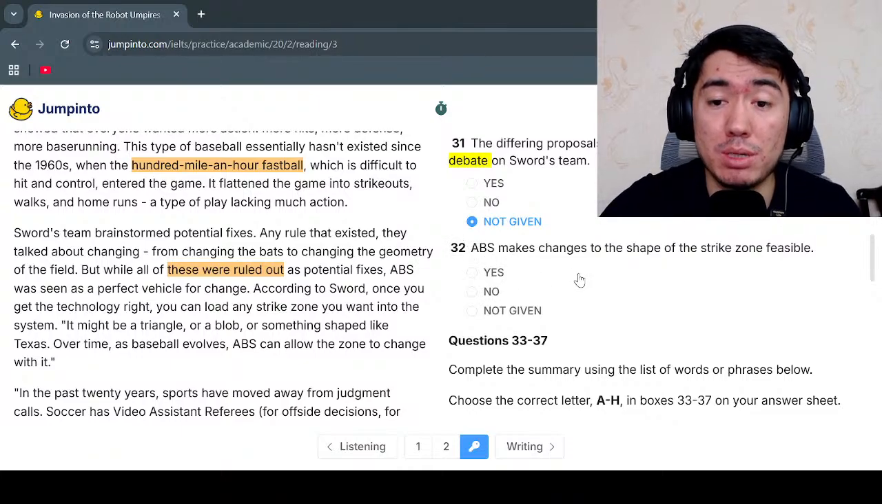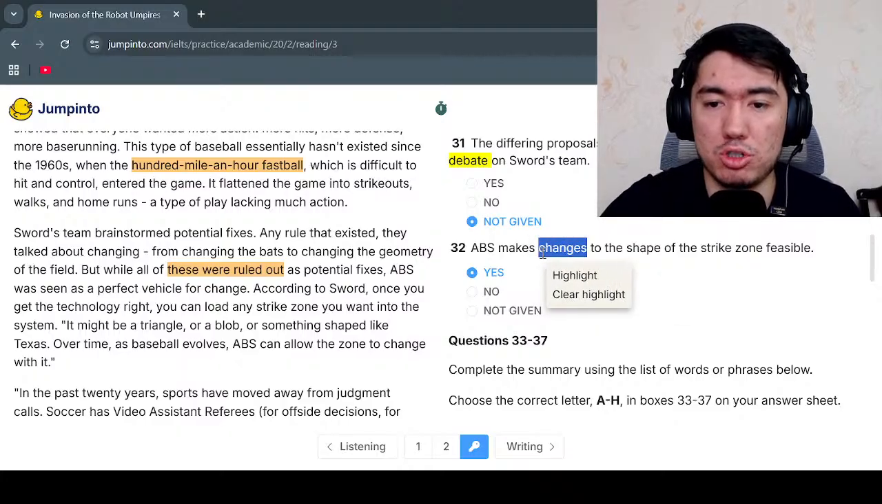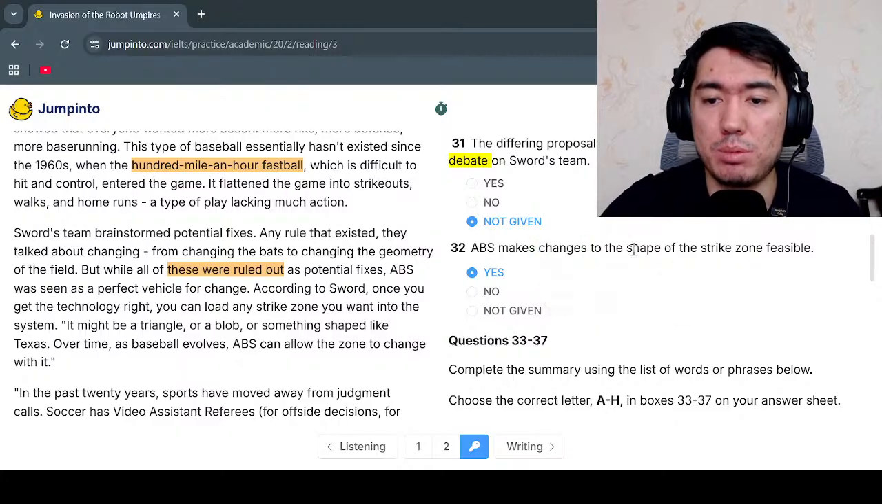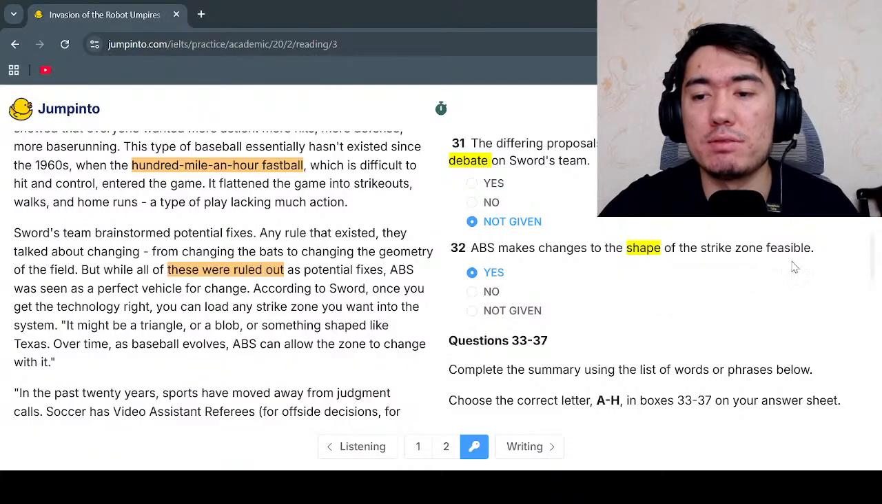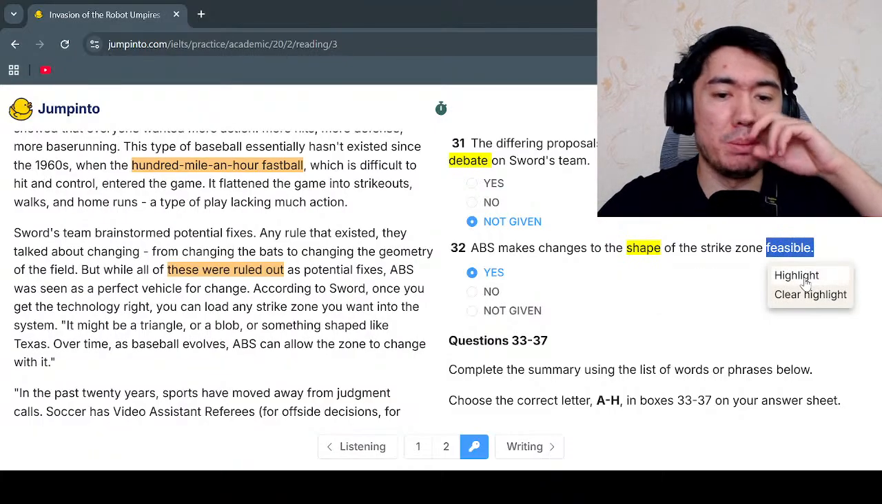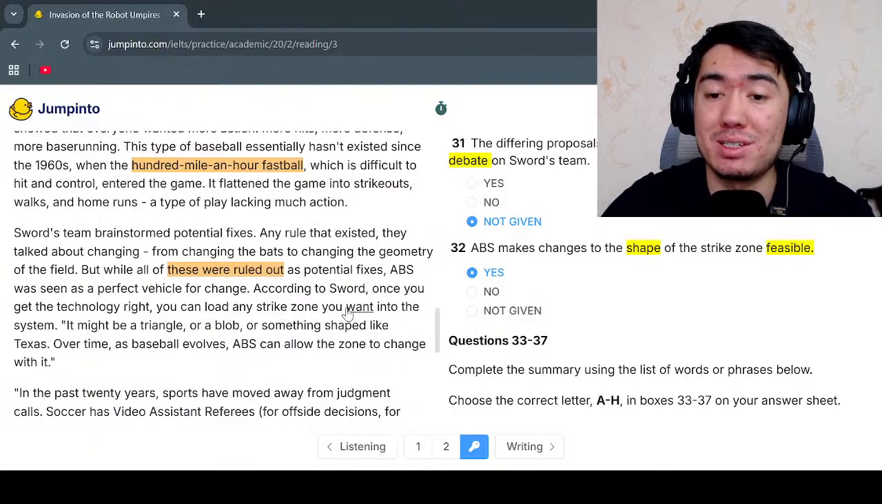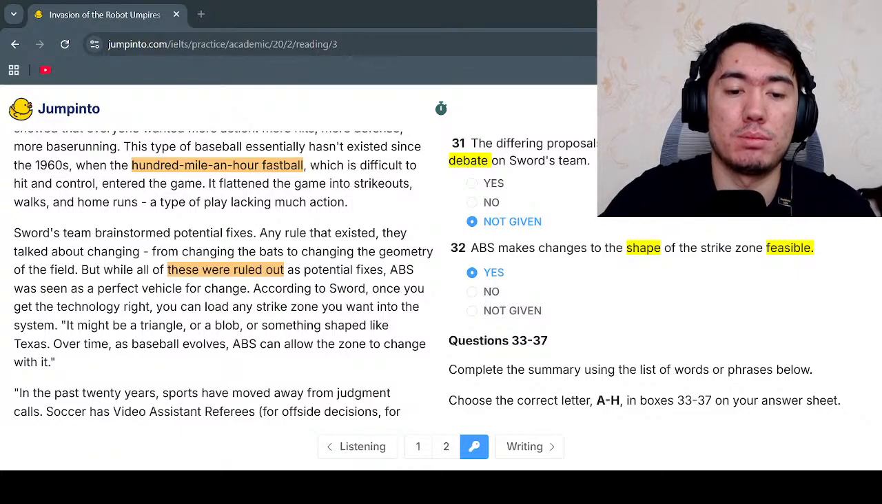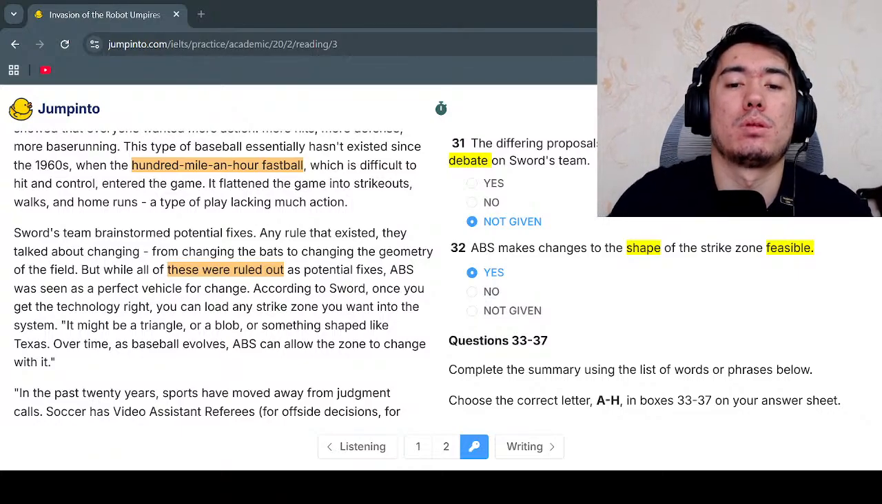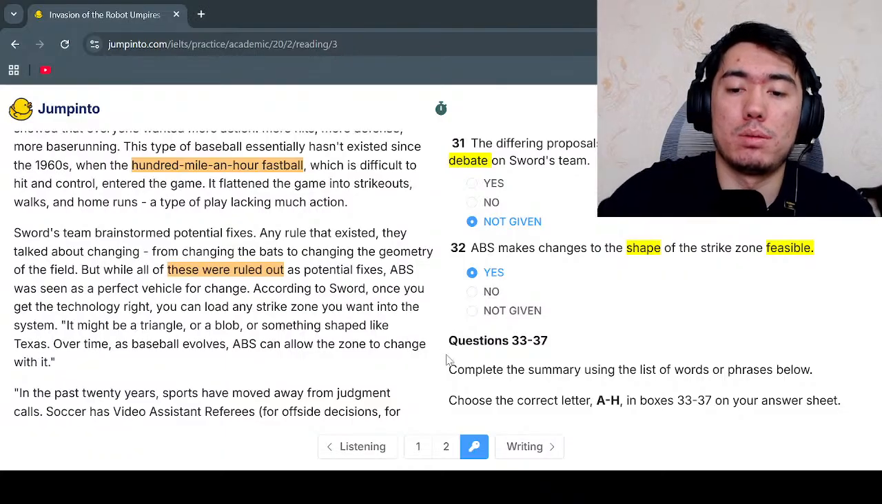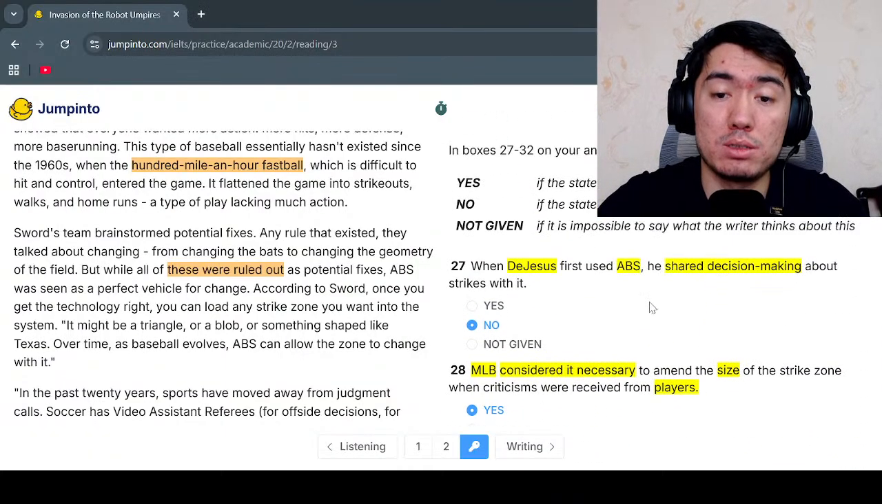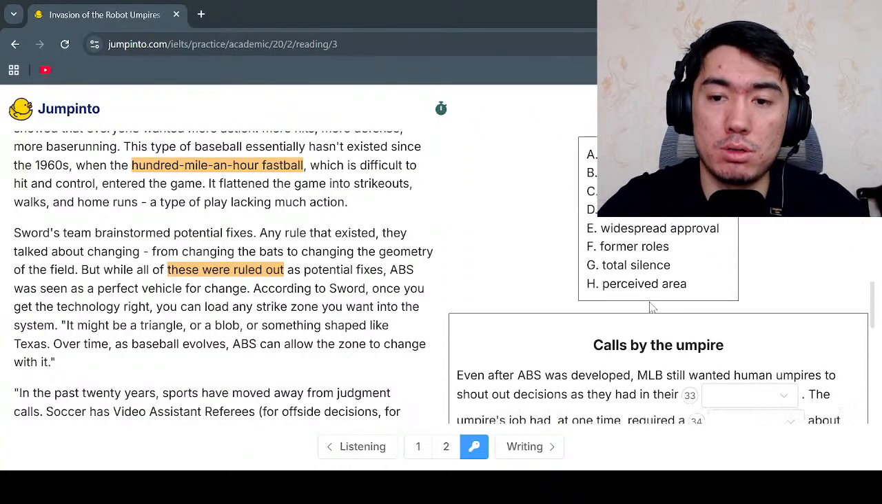Okay, next question. ABS makes changes to the shape of the strike zone feasible. It does. I read it. Changed the shape, so shape of the strike zone. And feasible is the main keyword. Yeah, it can be a triangle. So you can load any strike zone you want into the system. That makes it feasible. Easy. So there are 2 yes answers, 2 no answers, 2 not given answers. I'm very confident.